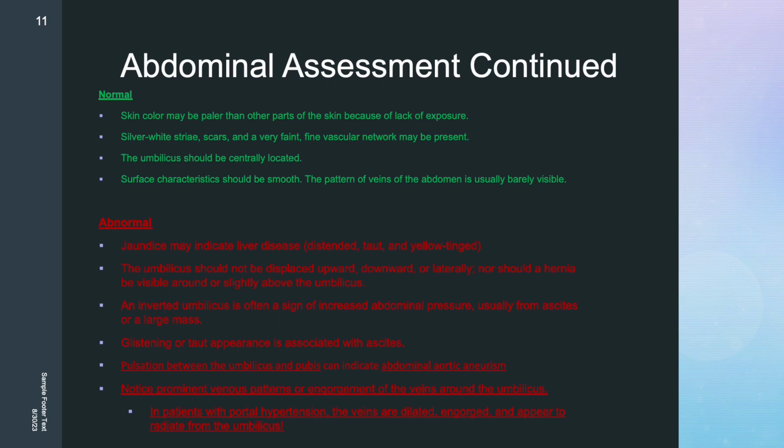Again, permanent patterns of engorgement are a big problem. We're looking at issues related to ascites and potentially a couple of other things. In patients with portal hypertension, veins are dilated, engorged, and appear to radiate from the umbilicus. Again, these are big red flags. So know that with portal hypertension, this happens. And then we can go to the next slide.